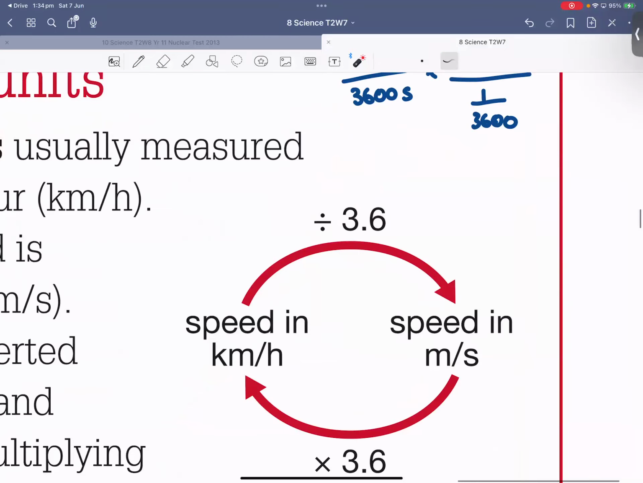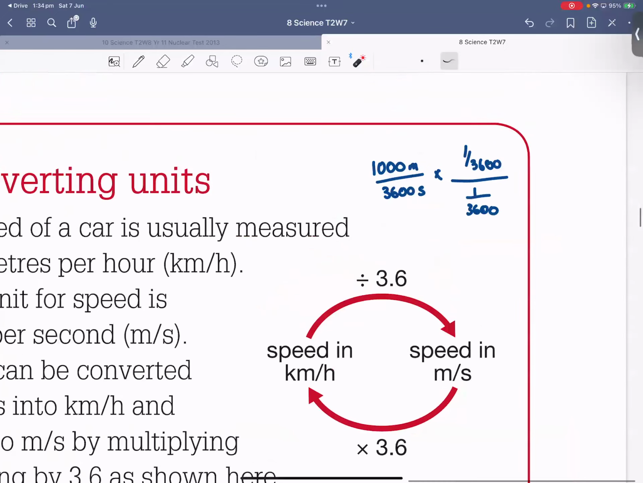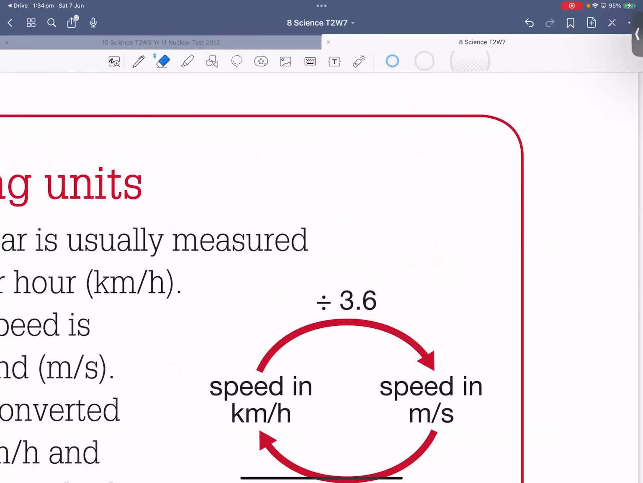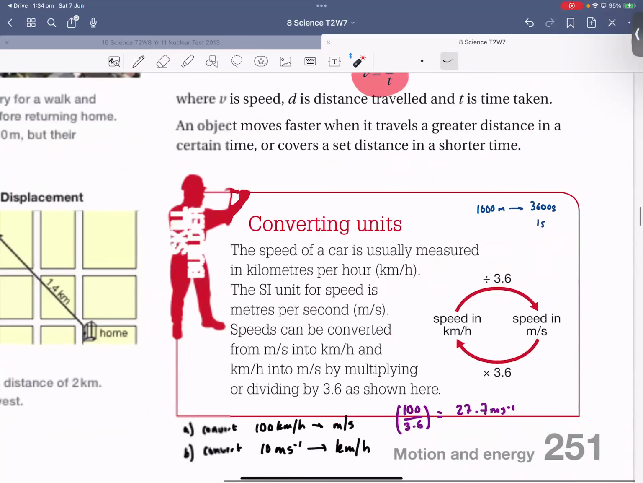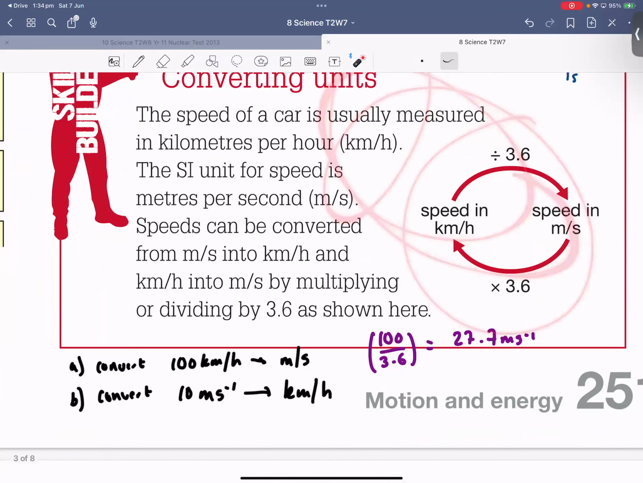But if you just want to, you can remember 3.6. Or what I used to do is I used to just say 1,000 meters per hour. So 1,000 meters in 1 hour, or in 3,600 seconds. If I want to find 1 second, you just cross multiply them. Have it your way, but by the end, if you can just remember these, it's probably going to be better for you.